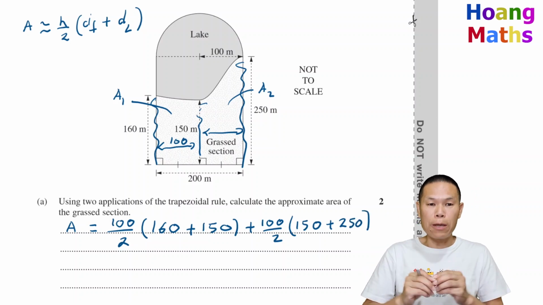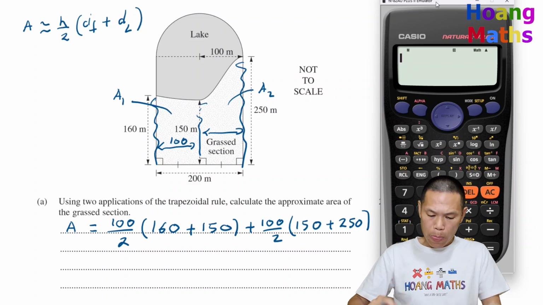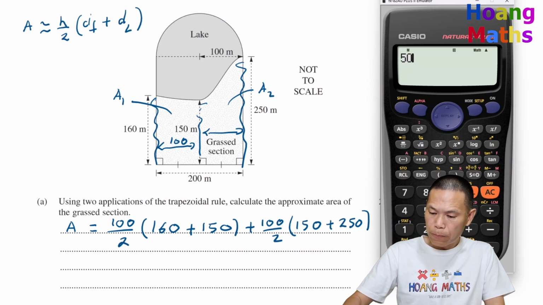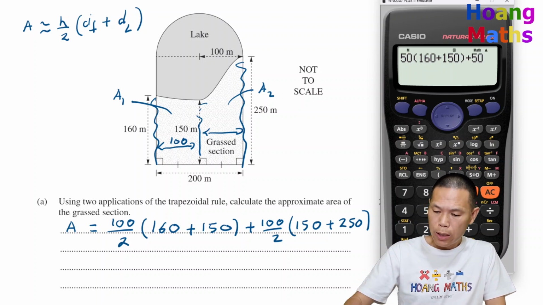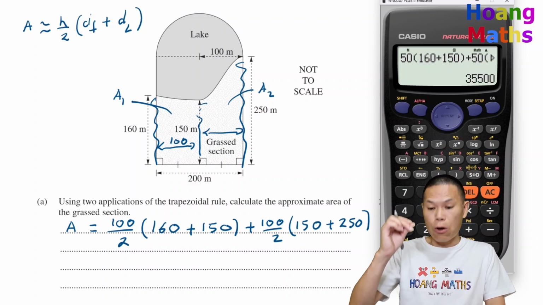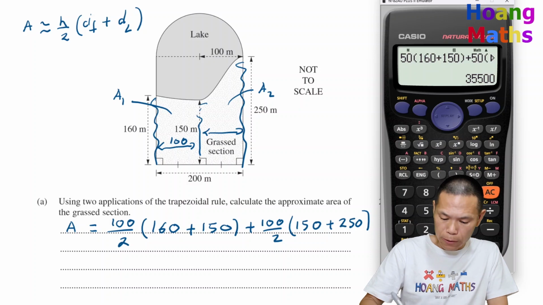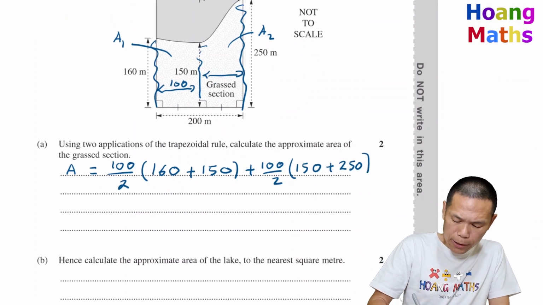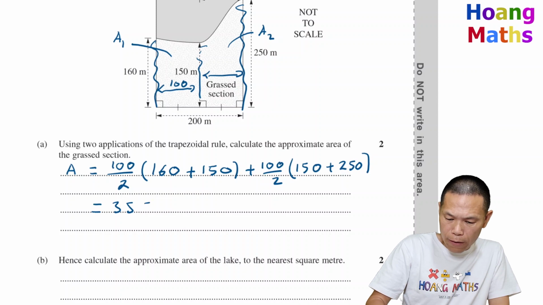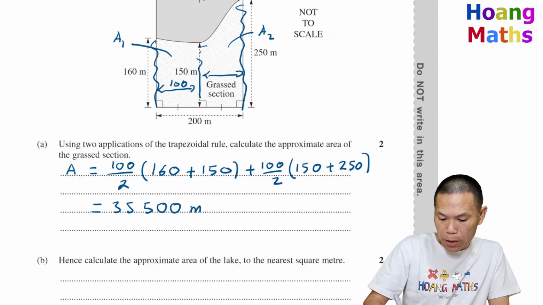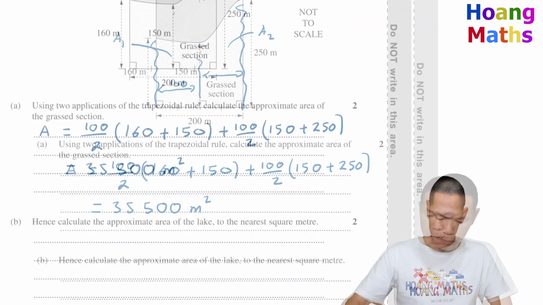So there you go. Let me just put it on a calculator. So 100 over 2 is 50. Brackets, 160, we add 150. Close brackets, and we add 50, because 100 over 2 is 50. Brackets, 150, we add 250. So there you go, 35,500. So that is 35,500 square meters. So there you go.